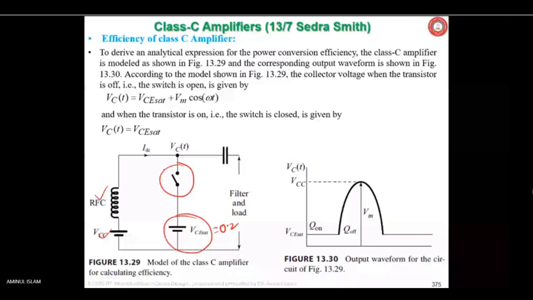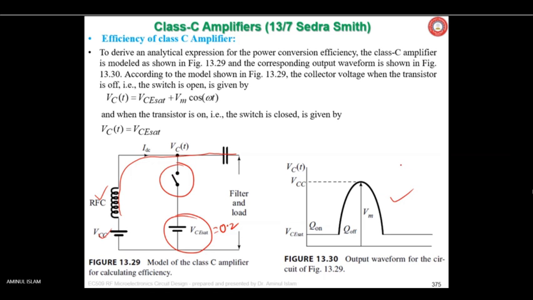In the on state it is 0.2 volt across it, and when it is off, the voltage is supplied to the load through the filter by this RFC. So to derive an analytical expression for the power conversion efficiency, the class C amplifier is modeled as shown here, and the corresponding output waveform is shown in this diagram.